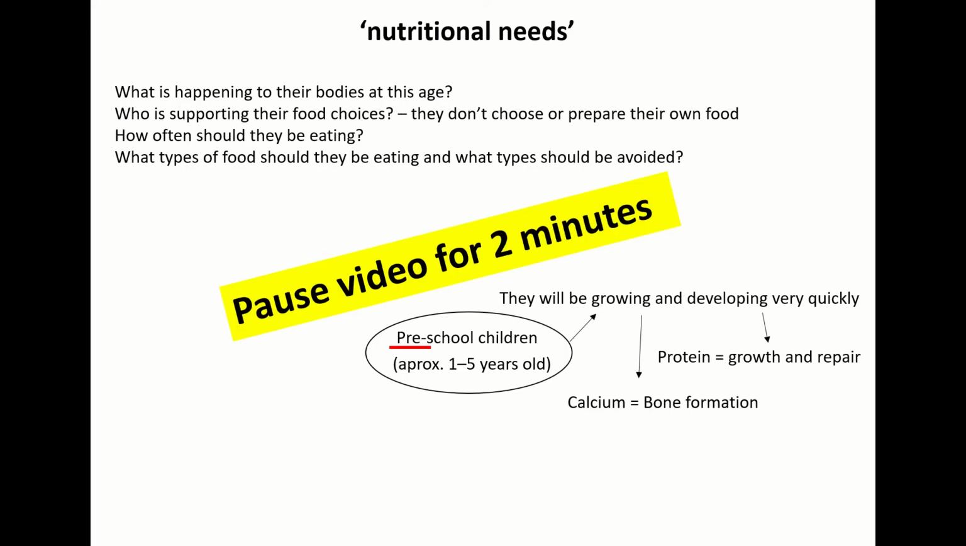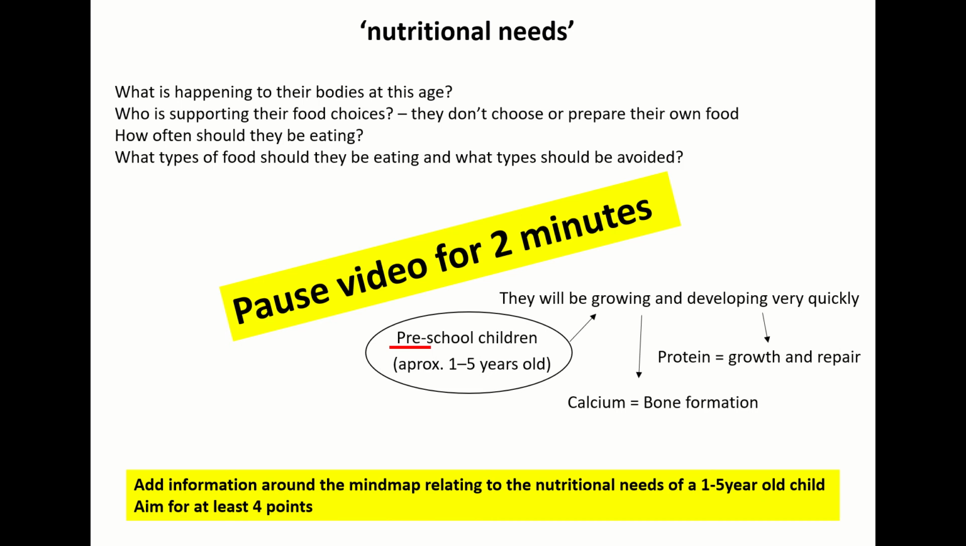What I'd like you to do is pause the video for 2 minutes, and I would like you to add any information around this little mind map relating to the nutritional needs of a 1 to 5-year-old child. You are aiming for at least 4 points. So I've given you one little stem off there. So aim for 3 more if you can in the next 2 minutes. If you've got extra time during the exam, you may wish to pause for slightly longer than 2 minutes.